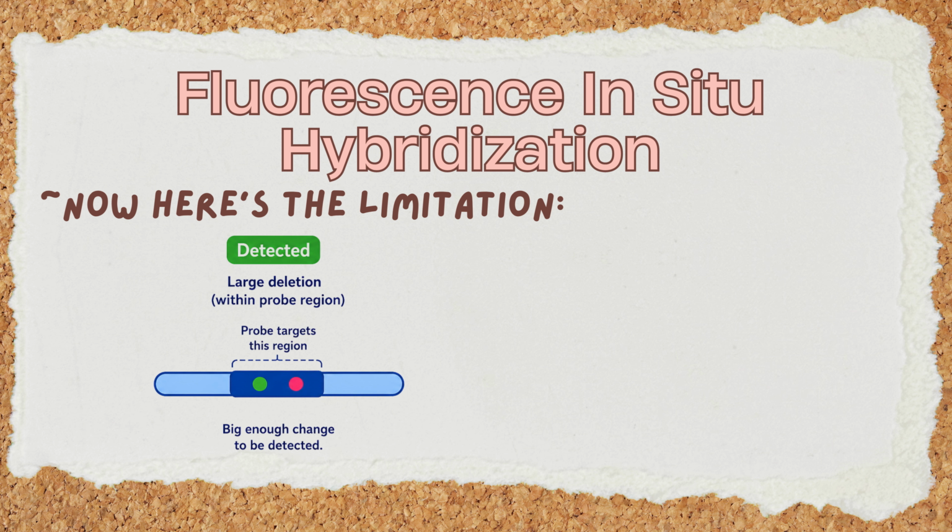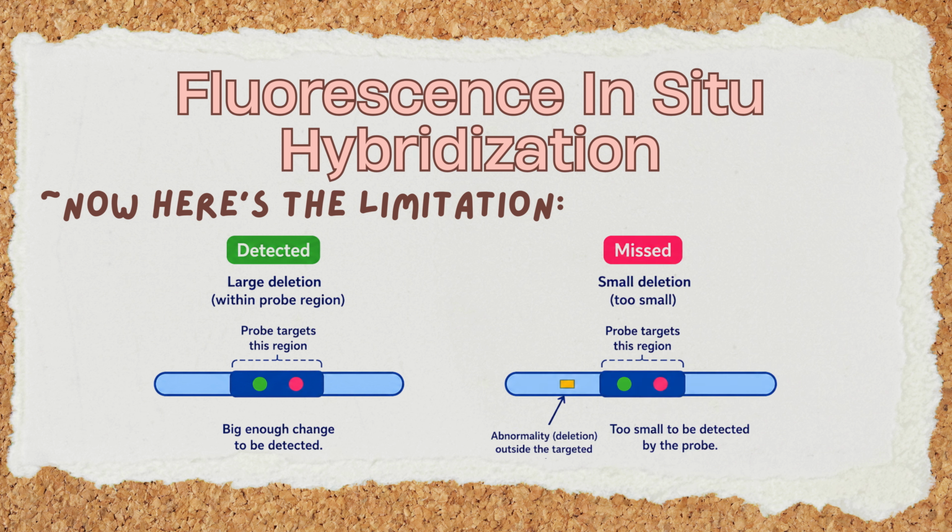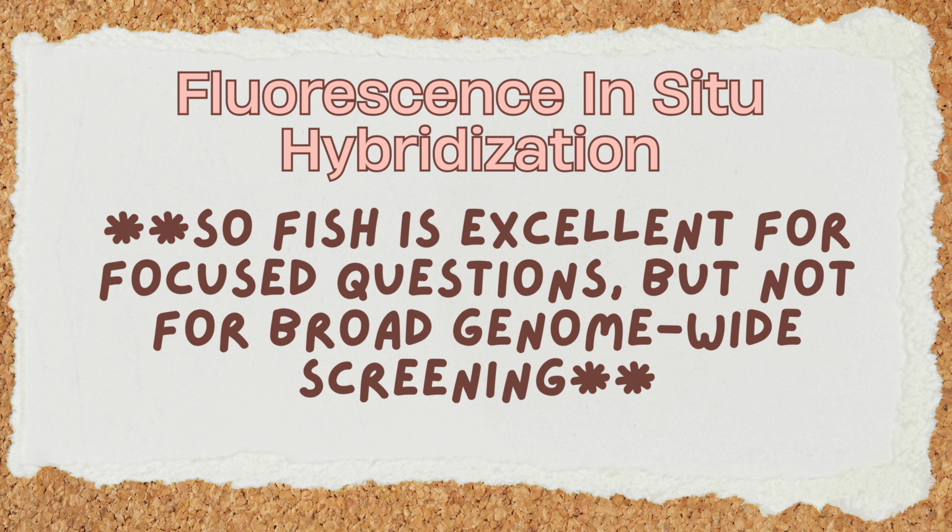FISH only detects what the probe is designed to detect. So if the abnormality lies outside the targeted region, it may be completely missed. And if the deletion is smaller than the probe itself, FISH may not detect it. So FISH is excellent for focused questions, but not for broad genome-wide screening.